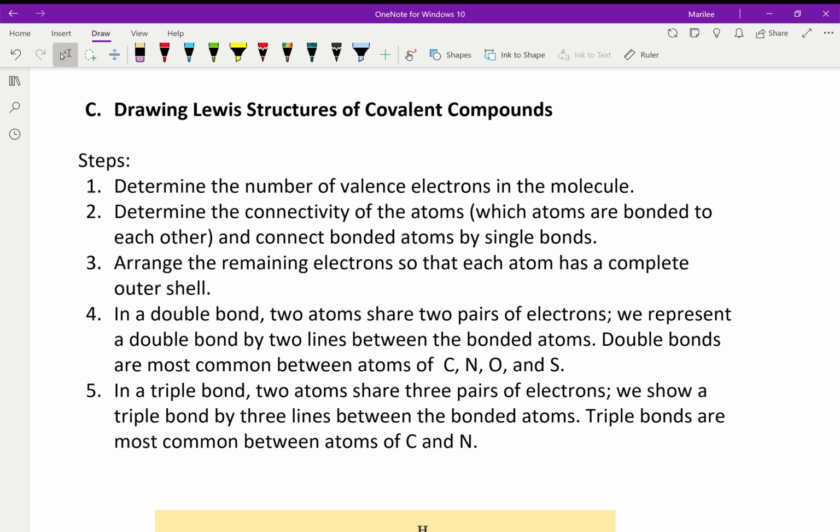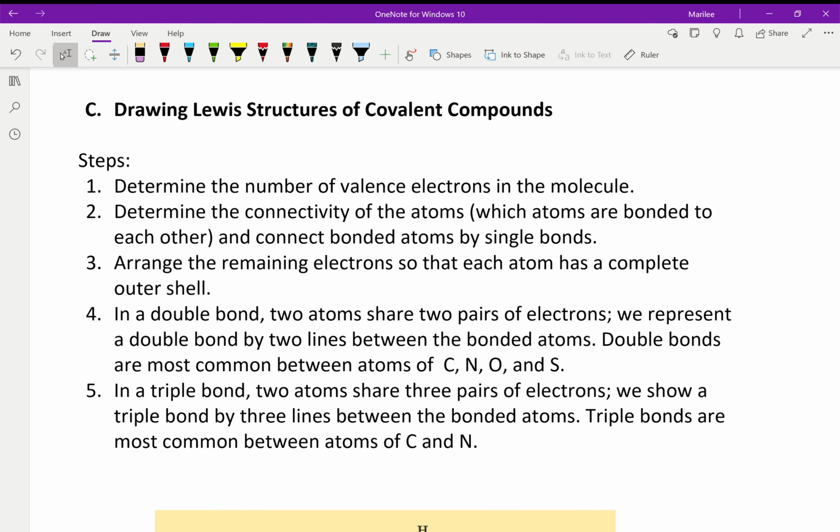Drawing Lewis structures of covalent compounds, there are steps to follow. The first step is to determine the number of valence electrons in a molecule. Step number 2 is to determine the connectivity of the atoms, which atoms are bonded to each other, and connect bonded atoms by single bonds. And then we have to arrange the remaining electrons so that each atom has a complete outer shell.